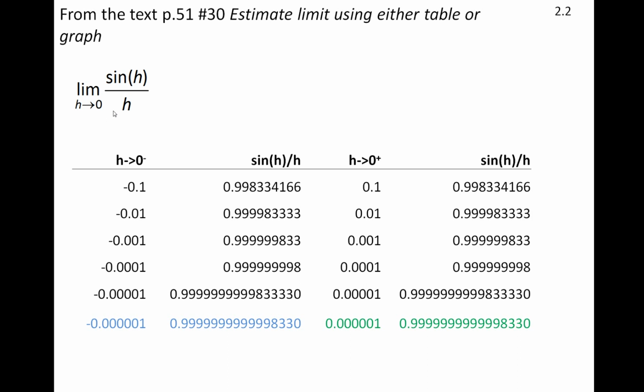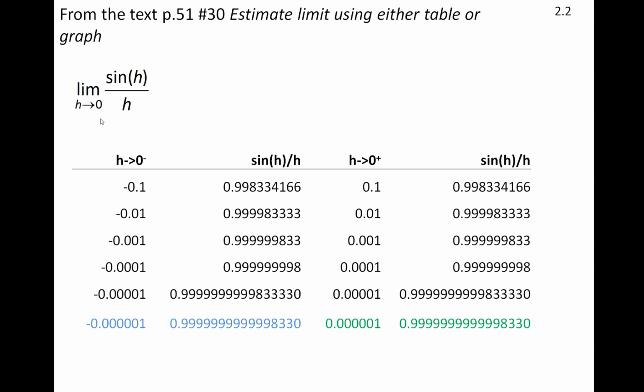We're looking now at this limit, the limit as h goes to 0 of sine h over h. And I've done some calculations here. I'm looking at this limit numerically. The calculation that I have here has been done in Excel, so you could see lots of digits. I don't think you get this many digits from your calculator. We'll do it in the calculator as well.